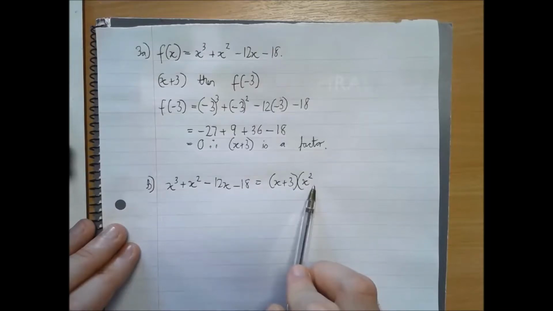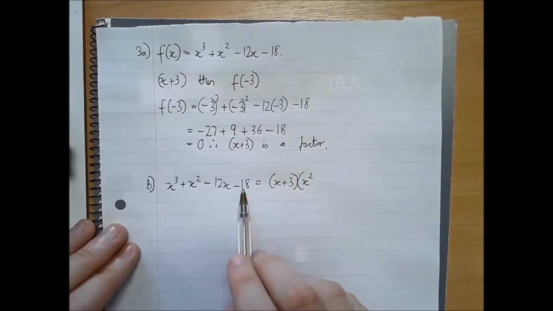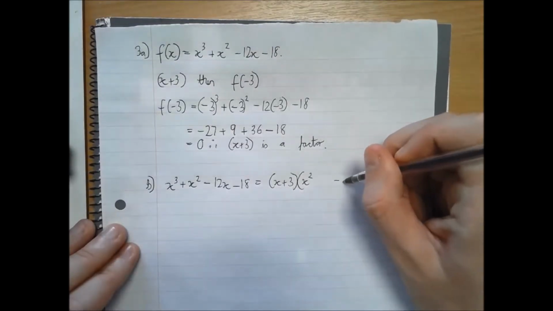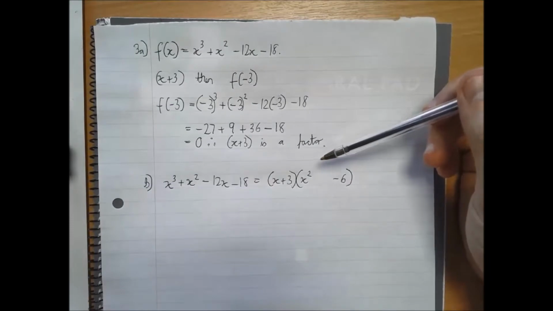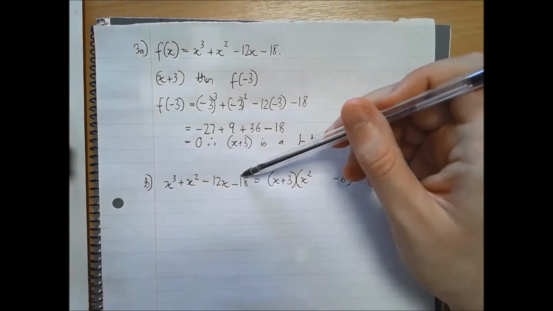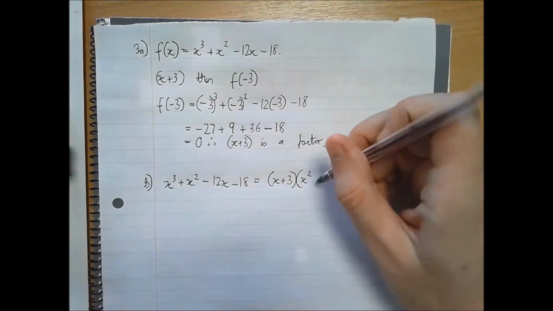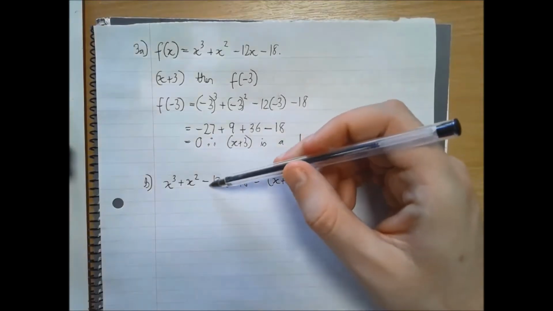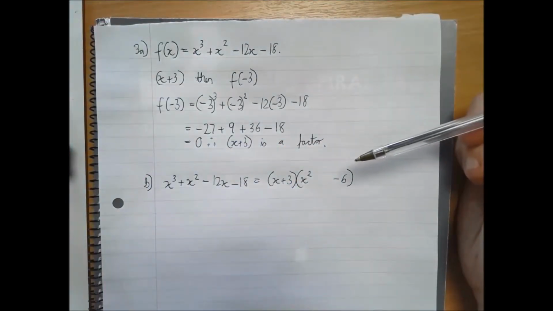Now, best way to do this, if you want to do it really nice and quick, is you've got a constant here. So what would you multiply 3 by to get minus 18? And you know it's going to be a minus 6. Okay, so if you know 3 times minus 6 will give us minus 18, we want to work out what our value of x is going to be. So we want a minus 12x, and of course we want a positive x squared here.